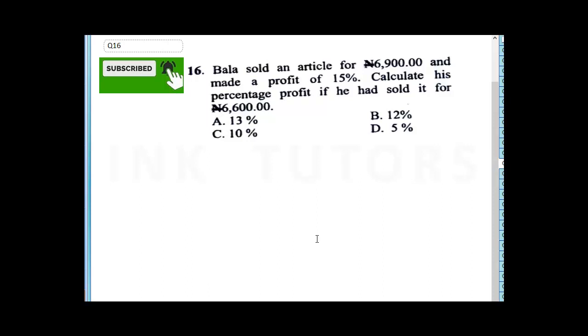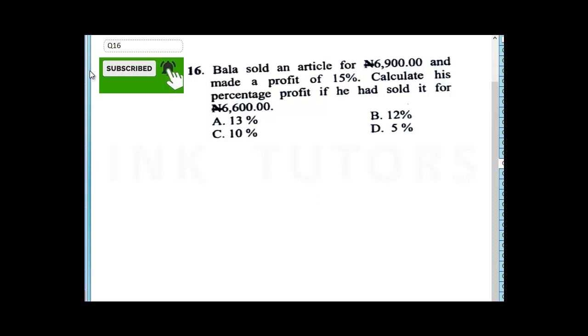So this is the continuation of the past 2019 WAEC questions, and we'll be solving questions 16 to 30. Now the first question says Bala sold an article for 6,900 and made a profit of 15%. Calculate his percentage profit if he had sold it for 6,600.